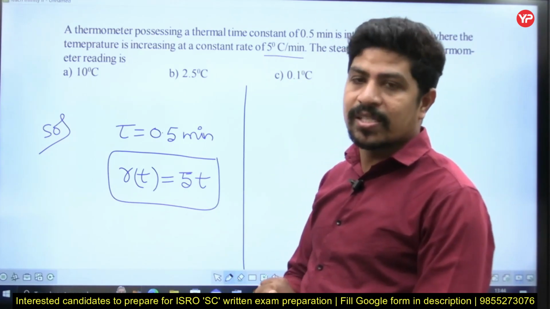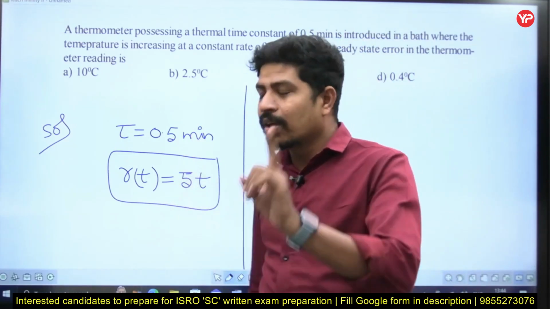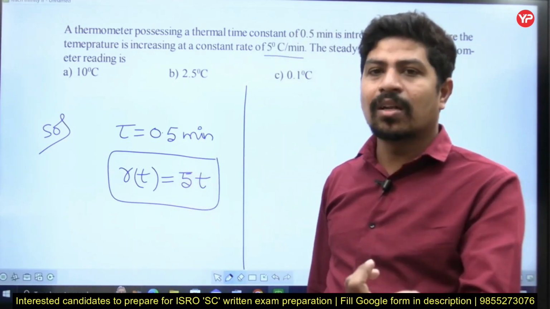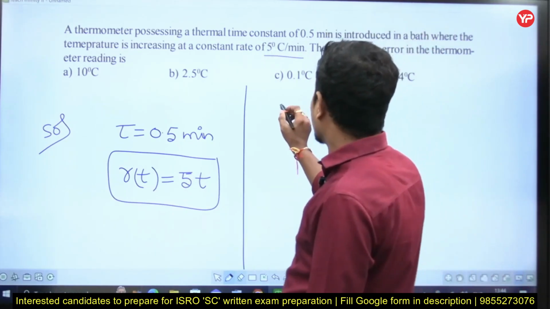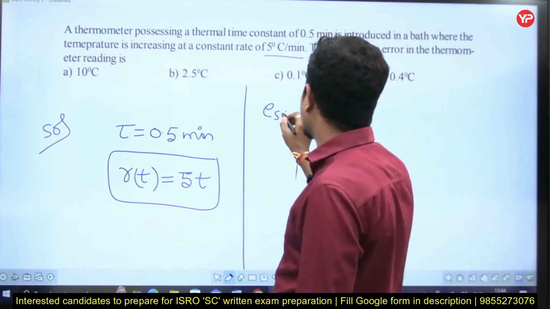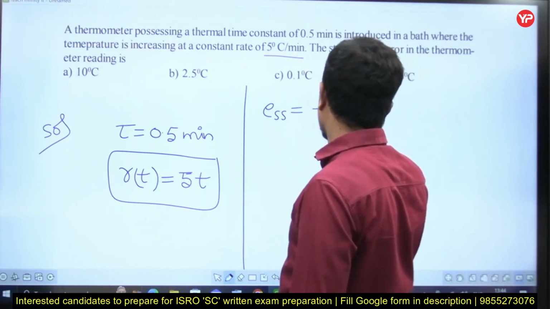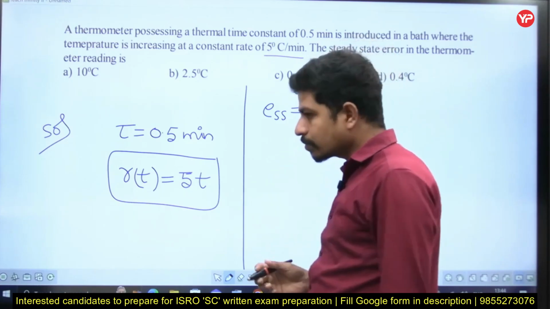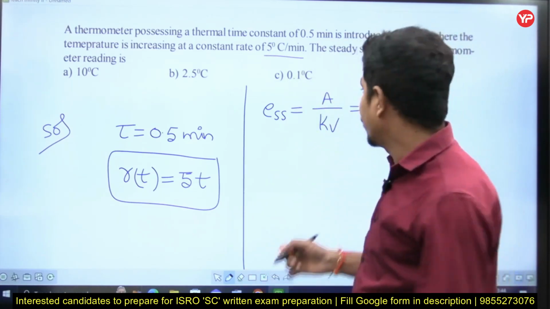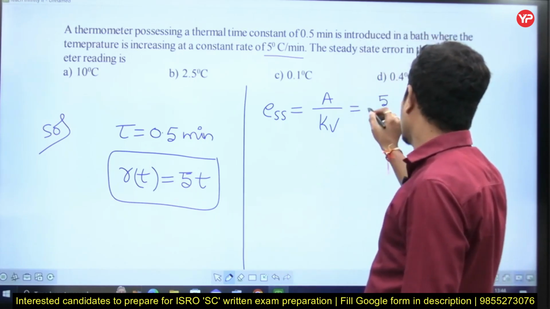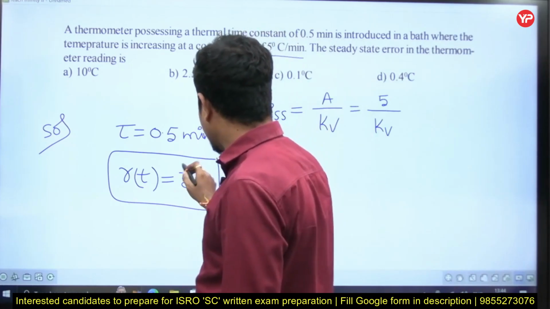Sir, how is it a type 1 system? He has given one time constant, so it is first order. A standard first order system is taken as a type 1 system. See, ESS is equal to A by kV. What is A? A is the slope of the ramp, by kV. The slope of the ramp is 5.